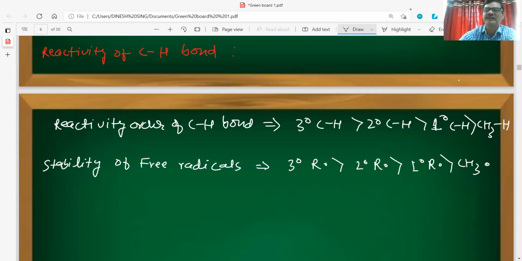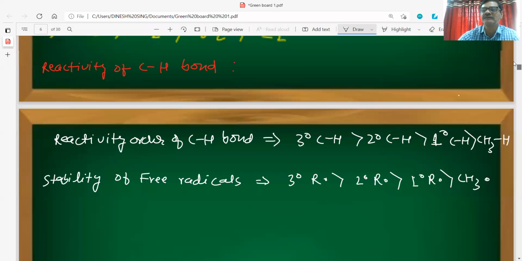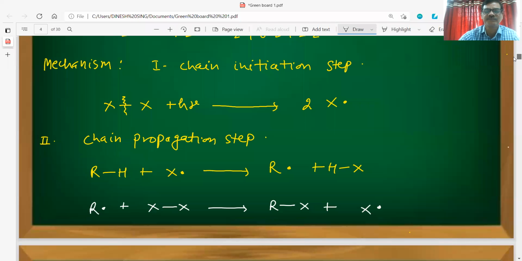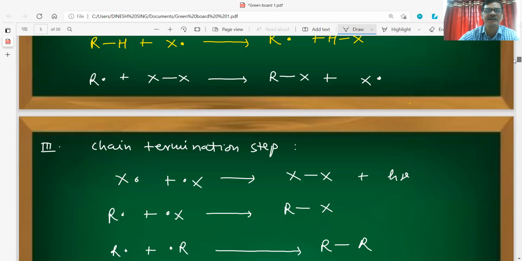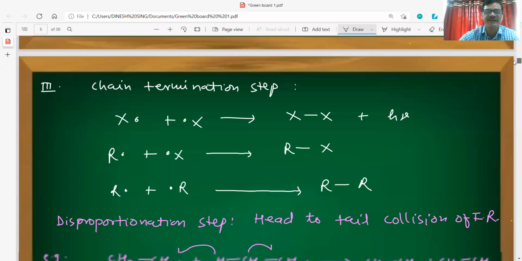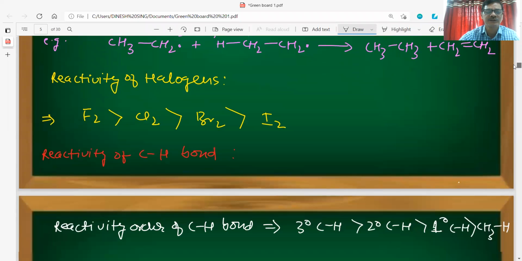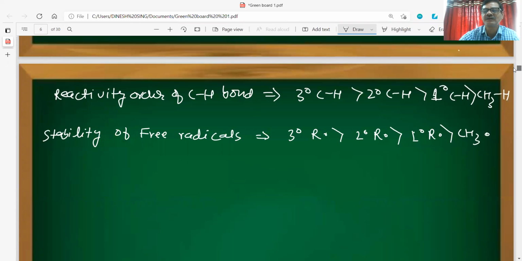So, the radical formed in the reaction, here this step is an endothermic step basically. So more energy required means a less stable radical will form. Less energy required means a more stable radical will form. So this is the reactivity order of these different types of hydrogen atoms or C-H bonds.